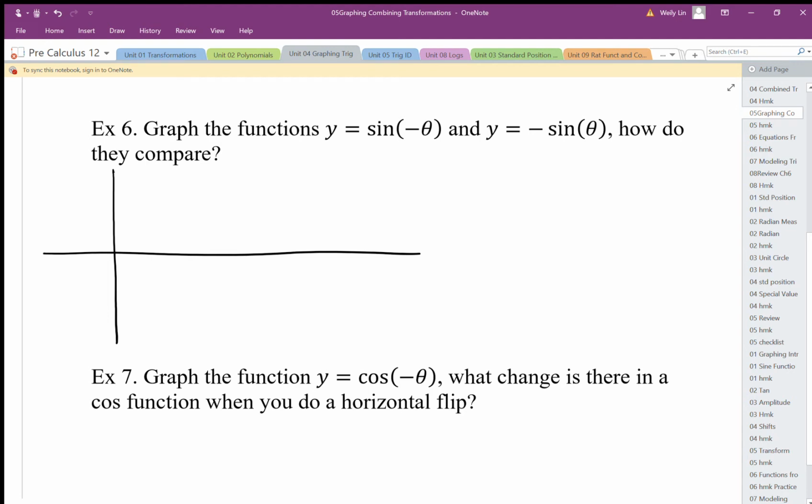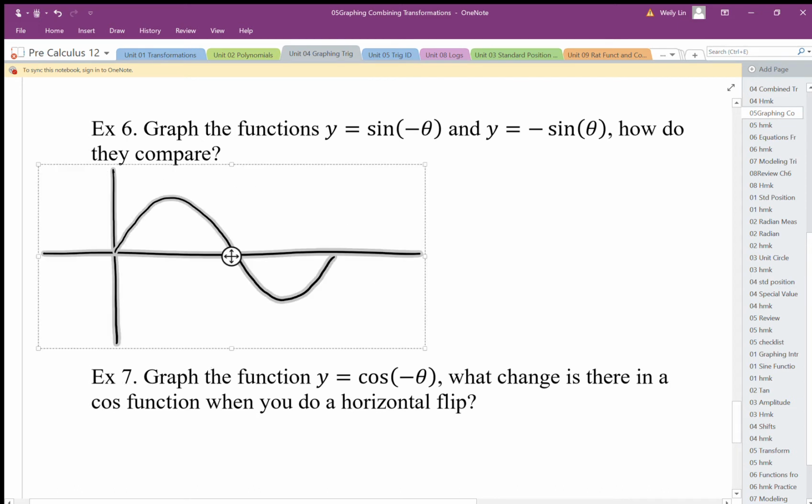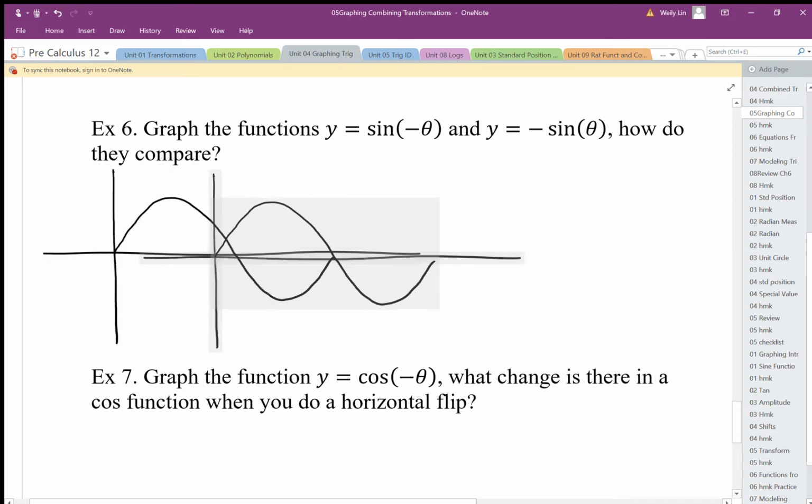So the last question, last part of the notes today, kind of alludes to something I talked about earlier: how the horizontal flip and the vertical flip are essentially the same. If we take a look at this original sine function, there's my original sine function. I'm just going to move it over a little bit here. I'm going to slide it over.